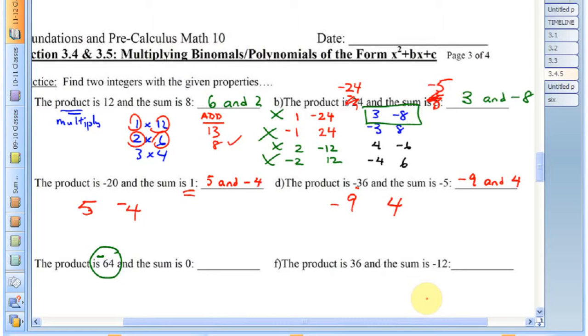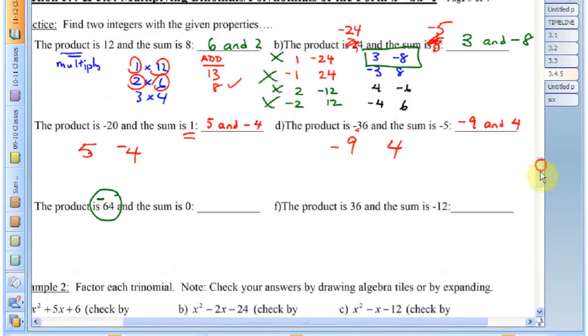Now, part E. When the sum is 0, what does that mean about those two numbers? They're the same, except one must be negative, the other must be positive. Good. Negative 8 and 8. And the last one here, the product is 36 and the sum is negative 12. Help me out, somebody. Yeah, Katrina? Negative 6 and negative 6. Bravo.